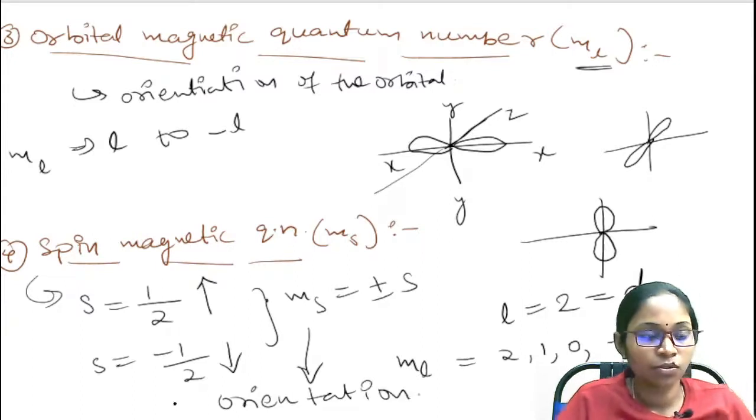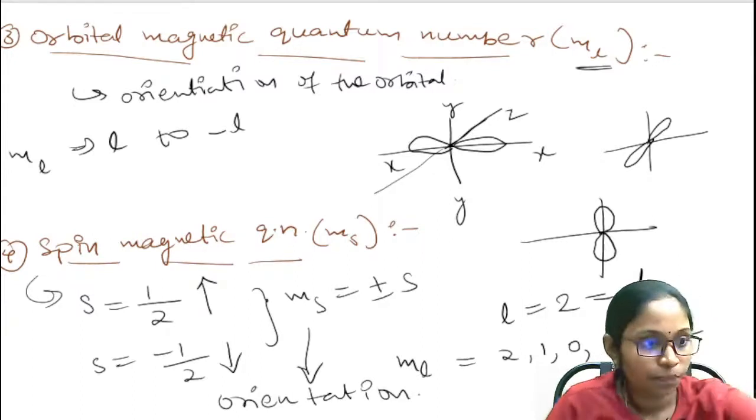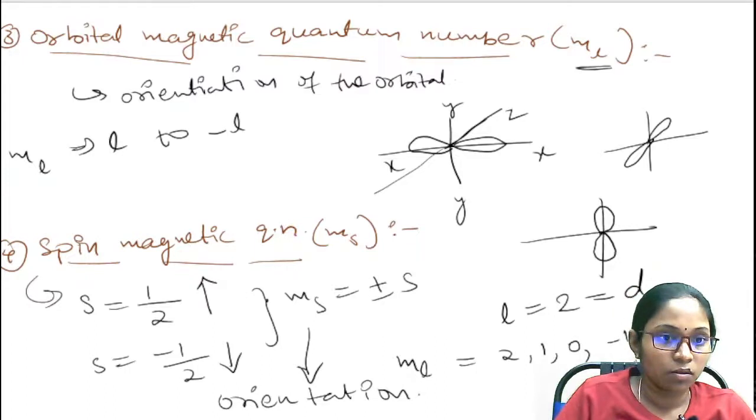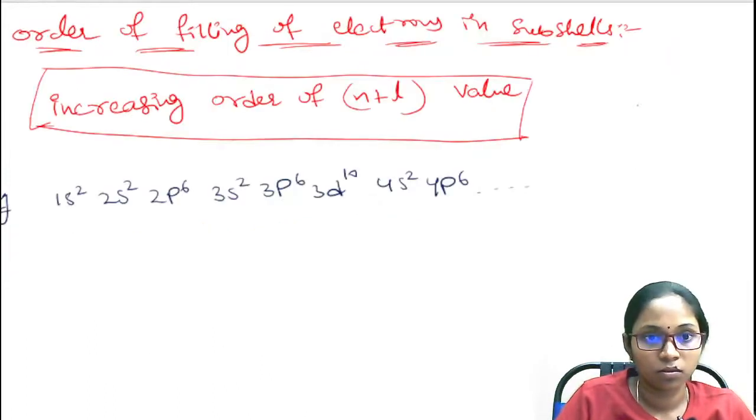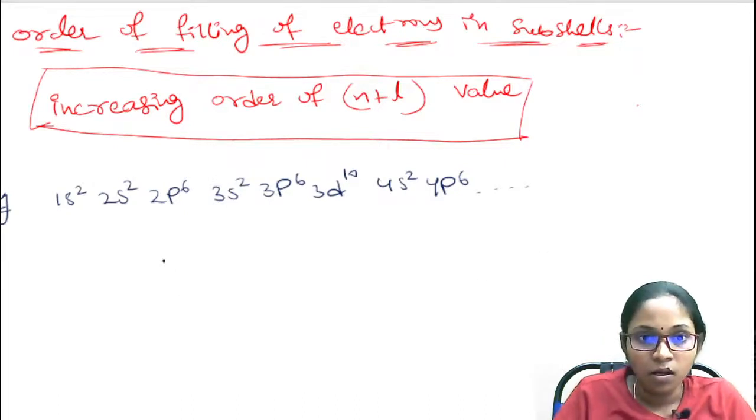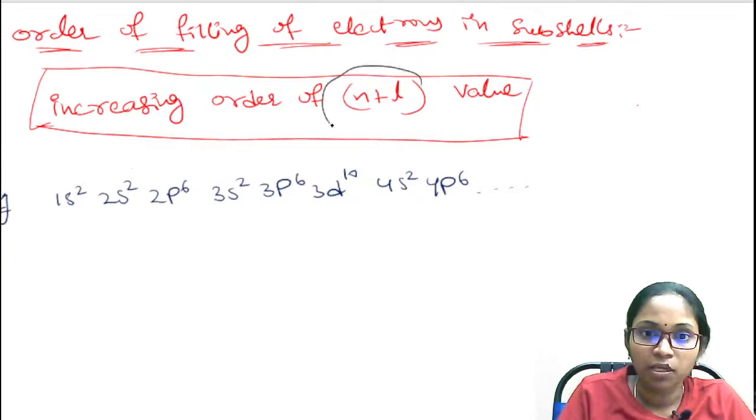Orientation of the electron, this gives us the orientation of the electron. Yes, and how to fill the electrons in their subshells. You have to consider the increasing order of n plus l values.